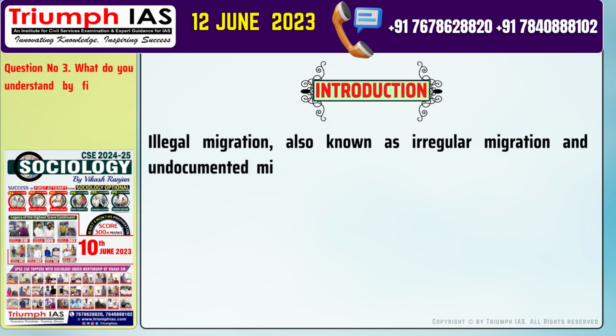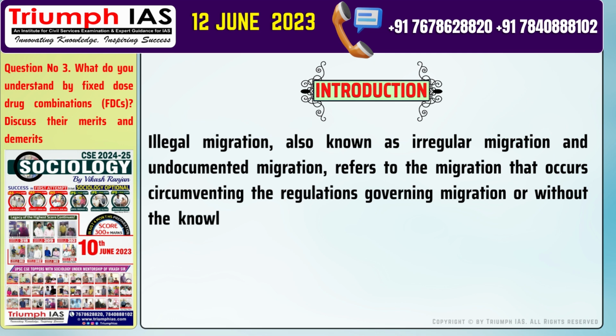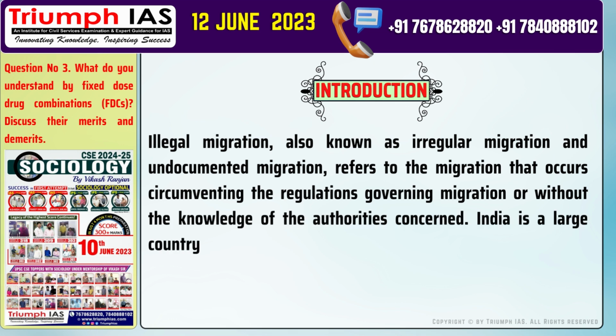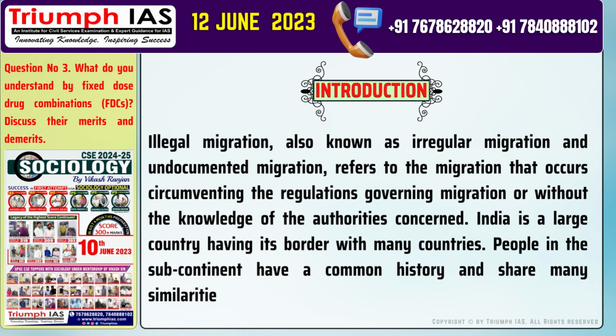Illegal migration, also known as irregular migration and undocumented migration, refers to the migration that occurs circumventing the regulations governing migration or without the knowledge of the authorities concerned. India is a large country having its border with many countries. People in the subcontinent have a common history and share many similarities in physical looks.